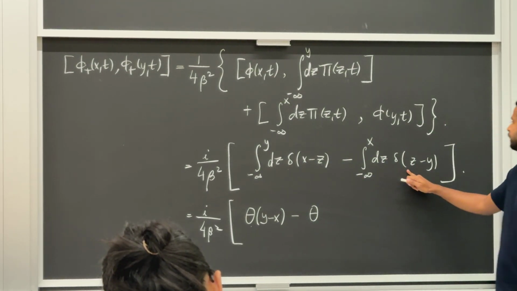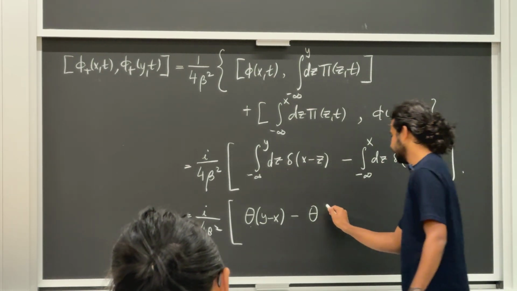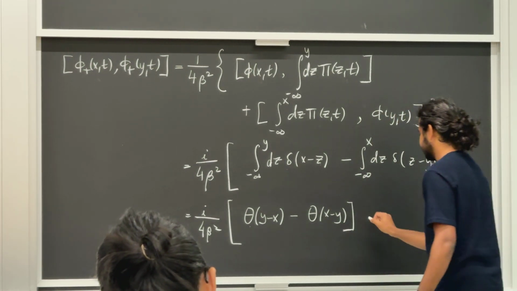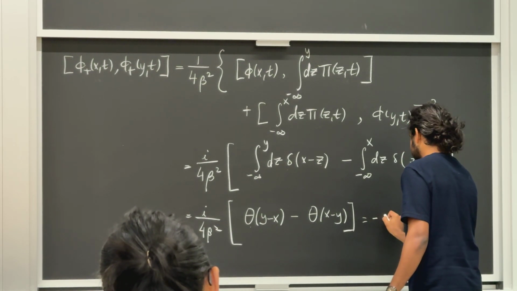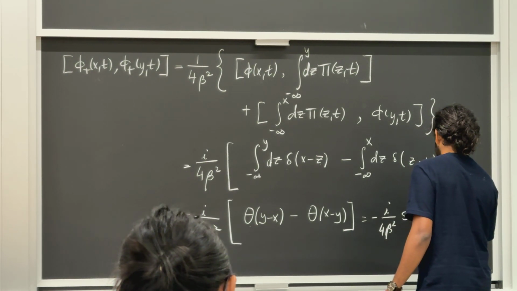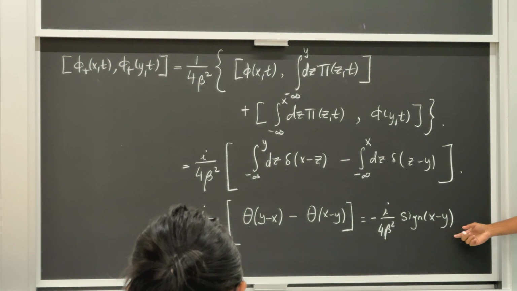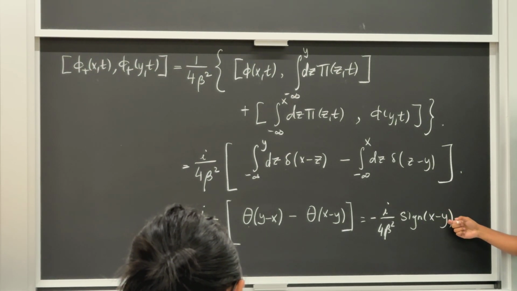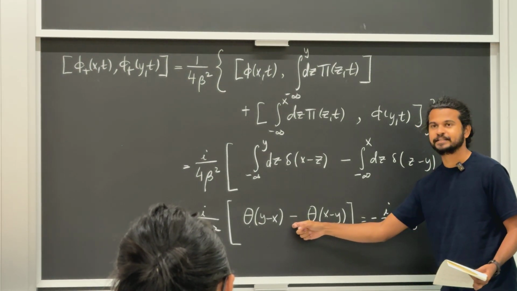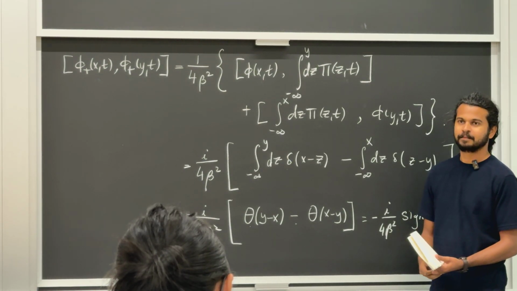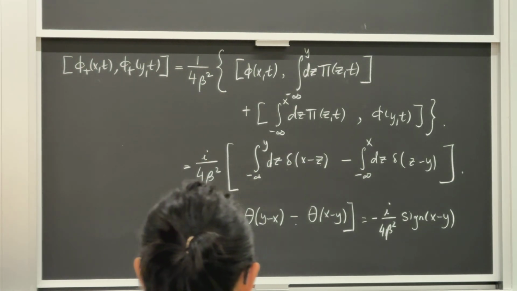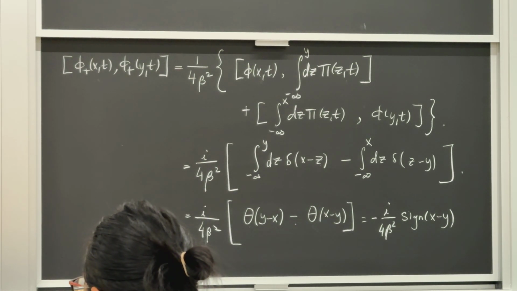And here it's the opposite, so I have theta of x minus y. In other words, this is equal to minus I by 4 beta square sign of x minus y. The answer is the sign of x minus y. If x minus y is positive, then the answer is only coming from this part, and that's negative. You get the point, right? All right. Let's erase this.